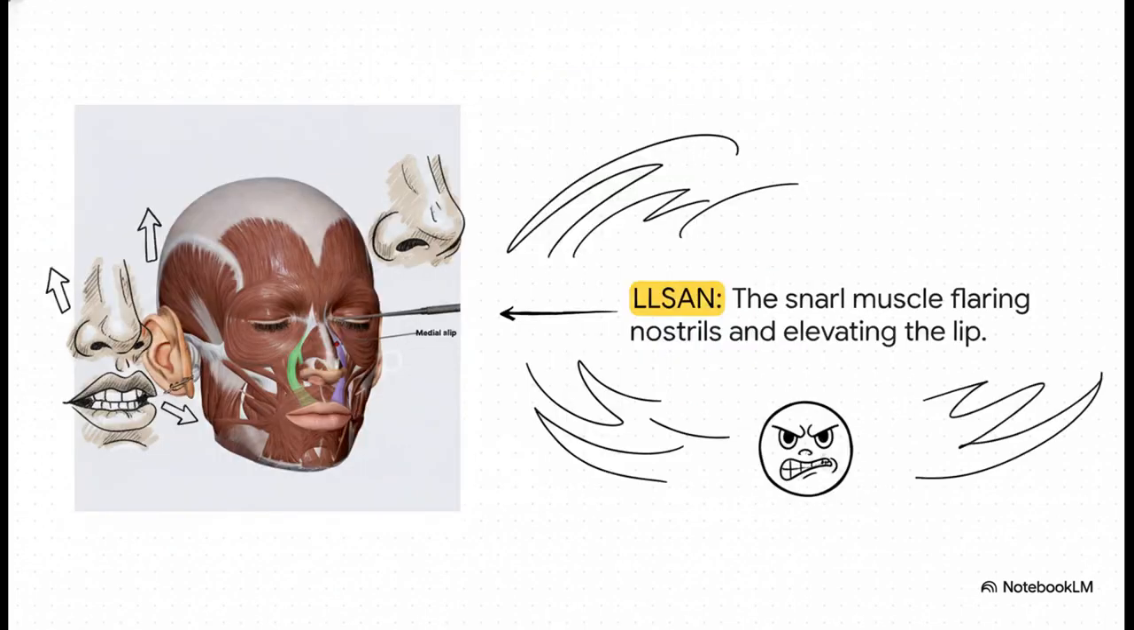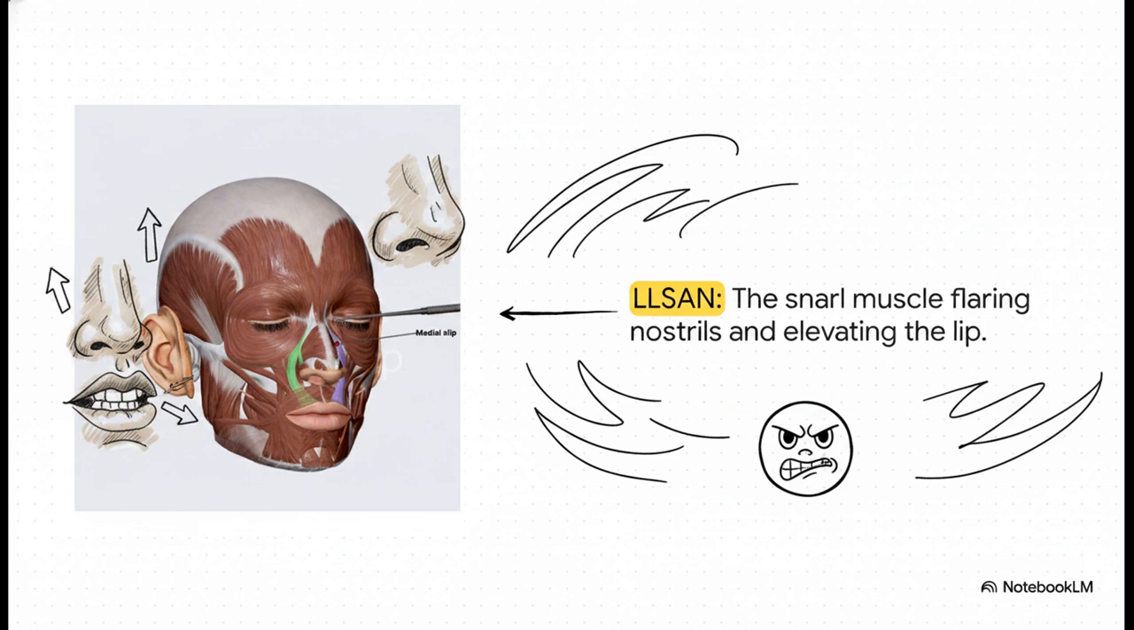Connecting to the upper lip is a muscle with an incredibly long Latin name, the levator labii superioris alaeque nasi. Yeah, that's a mouthful, so we usually just call it the LLSN. Its everyday function is actually quite simple, despite the super intimidating name.